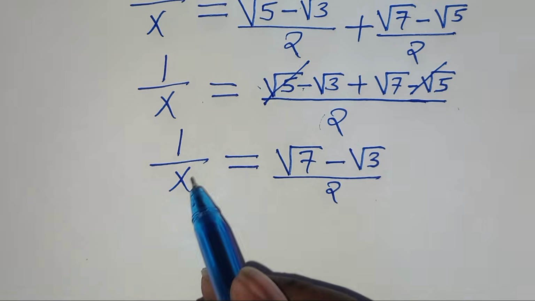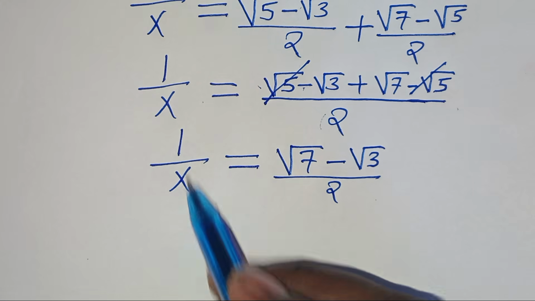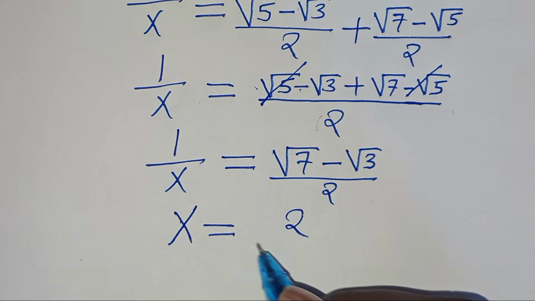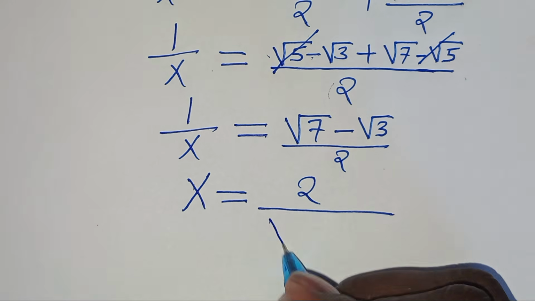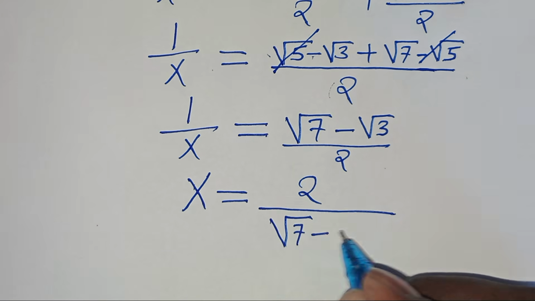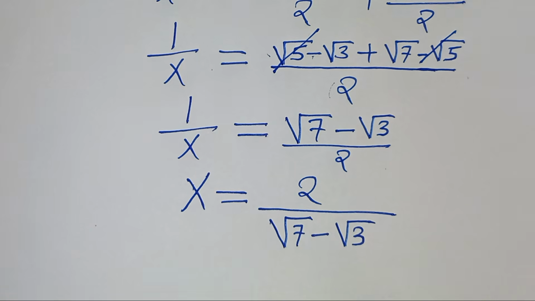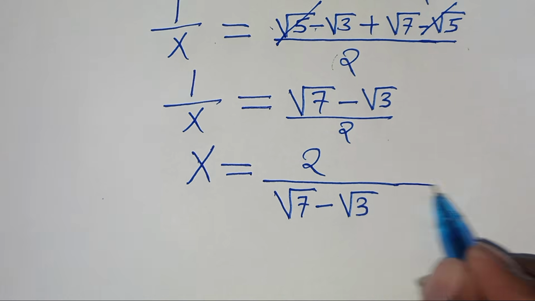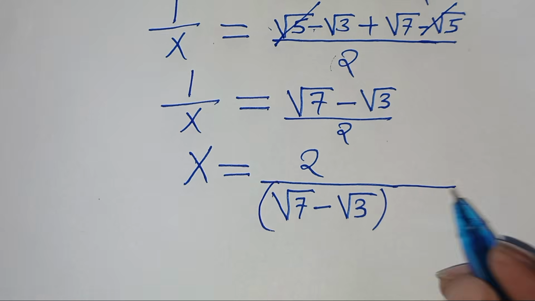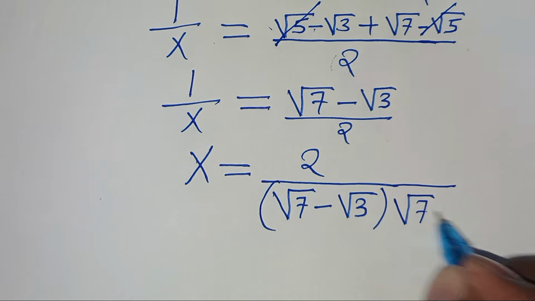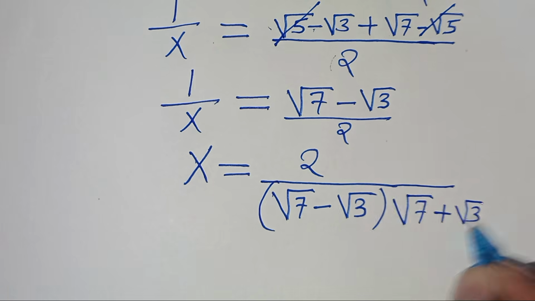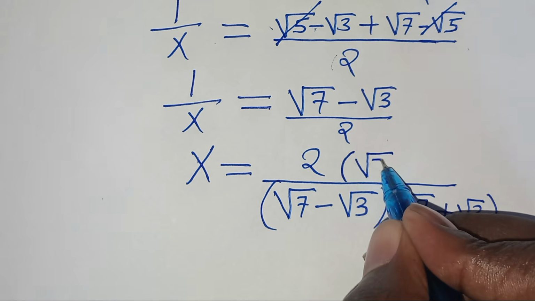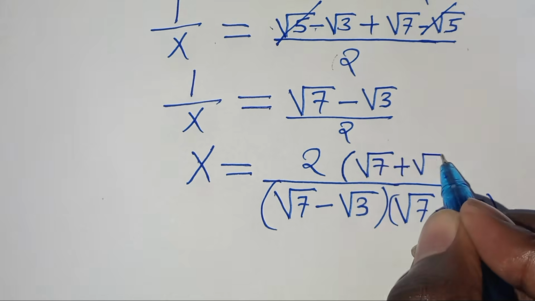Now, you find that to solve for x here, this is the reciprocal of this. This means that x is equal to 2 divided by square root of 7 minus square root of 3. So the next step is to rationalize the denominator here by introducing a conjugate, which is square root of 7 plus square root of 3. Let's also multiply the numerator here by the conjugate, which is square root of 7 plus square root of 3.